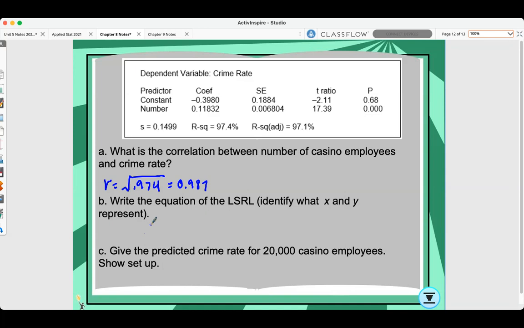Write the equation of the least squares regression line. Identify x and y and what they represent. So y would be your crime rate. So I'm going to write that out. So crime rate, and it's not the actual one, it's the predicted one, so it's crime rate hat, equals my constant negative 0.3980 plus 0.11832 times, and my X would be the number of employees.